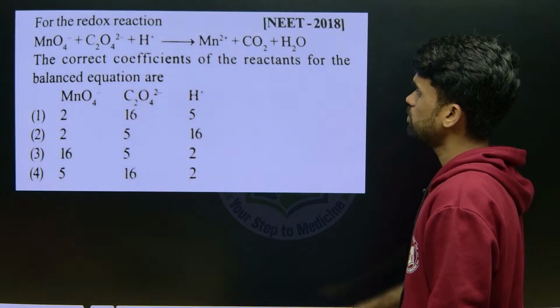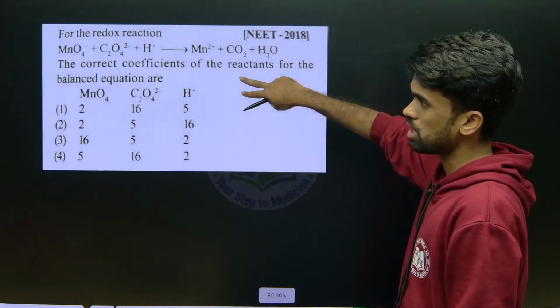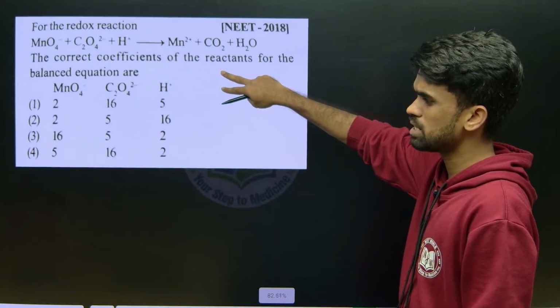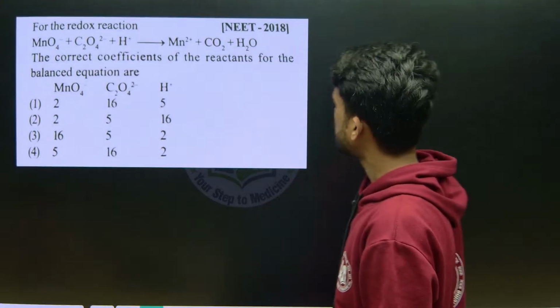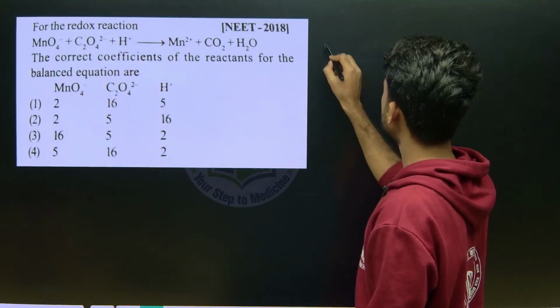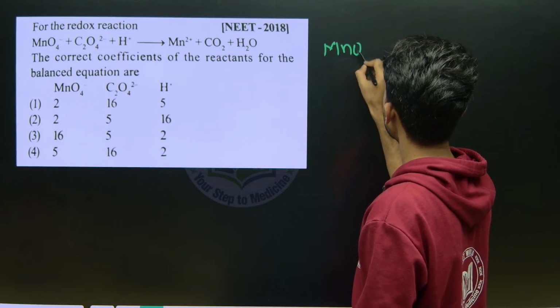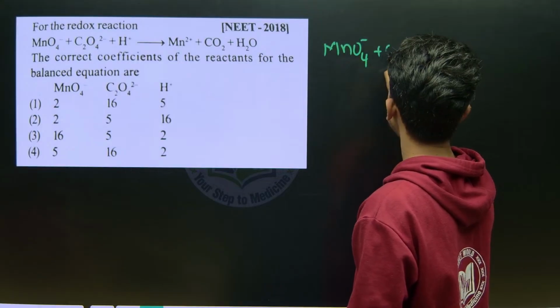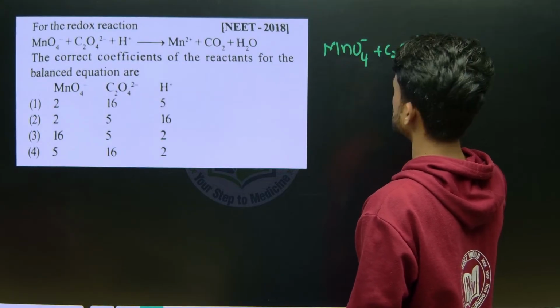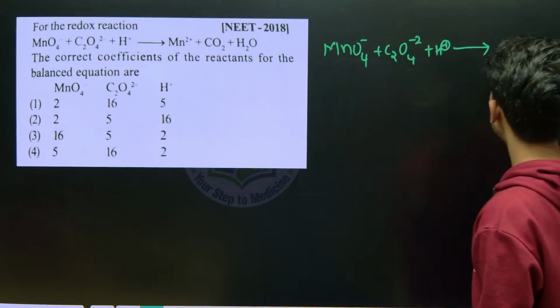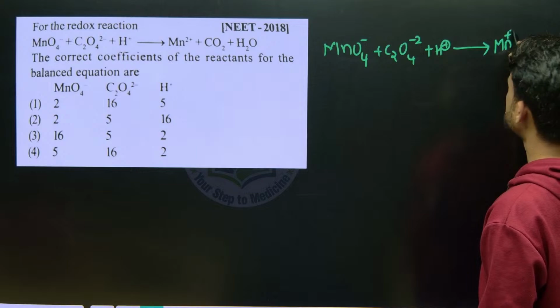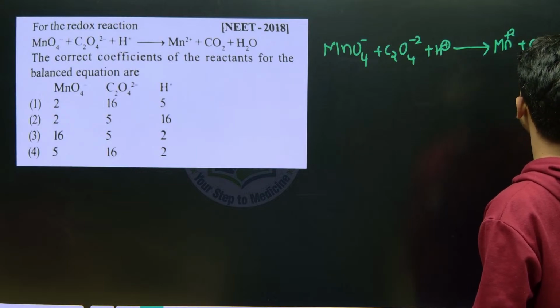Next, here we have balancing of a redox reaction. So how do you balance this equation, tell me? First of all, write the skeletal equation. Whatever they have mentioned, write it as it is. MnO4 minus plus C2O4 2 minus plus H plus giving rise to Mn 2 plus plus CO2 plus H2O.